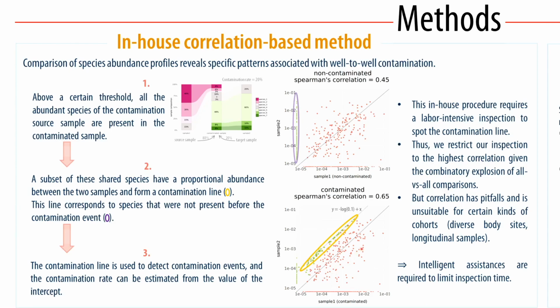This line corresponds to species that were not present before the contamination event, in purple here. The last point is that this contamination line is used to detect contamination events, and the contamination rate can be estimated from the value of the intercept. This procedure is extremely time-consuming, which is why we restrict ourselves only to highly correlated sample pairs. But correlation is not suitable for whole cohorts, especially those with different microbiota or longitudinal samples.